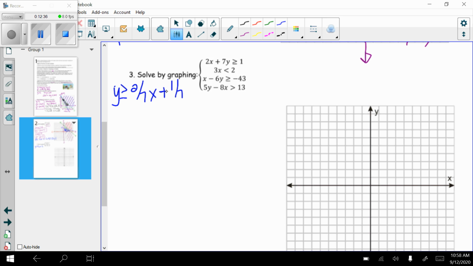I have this in blue, so I'll just go ahead and graph this. I don't think I'm going to have to change my scale any. So here my y-intercept is 1/7. Obviously, I don't know exactly where 1/7 is, but I know it's just a little bit above 0. So then I'm going to go down 2 over 7. I could have gone up 2 over 7.